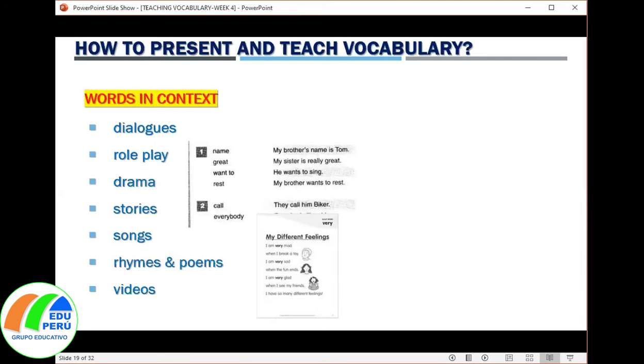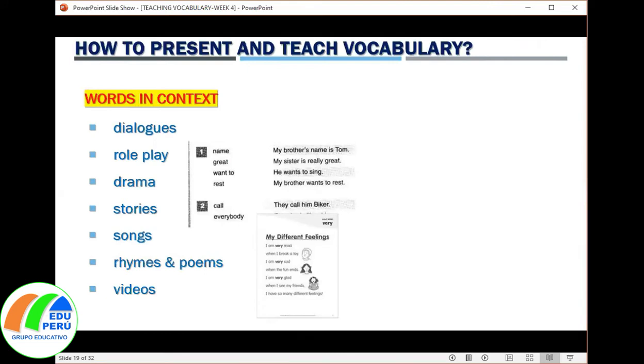No, you have these vocabulary inside sentences. Name, my brother's name is Tom. Great, my sister is really great. Want to, he wants to sing. Rest, my brother wants to rest. Call, they call him biker.